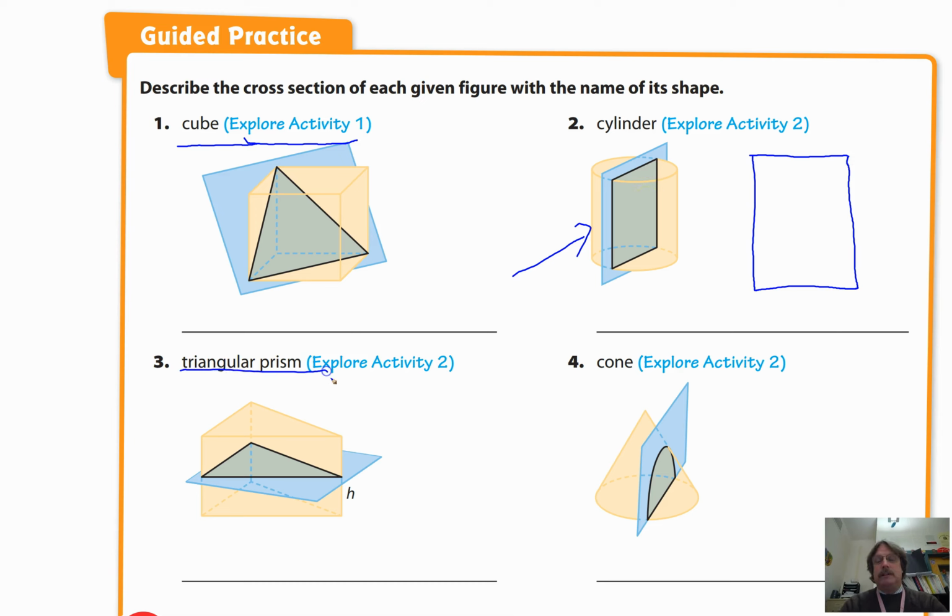Again, a triangular prism and then a cone. This has a fancy name to it, and I'll give that to you in class, but just give me the best you can in trying to describe what that looks like when a plane intersects a cone going straight down.